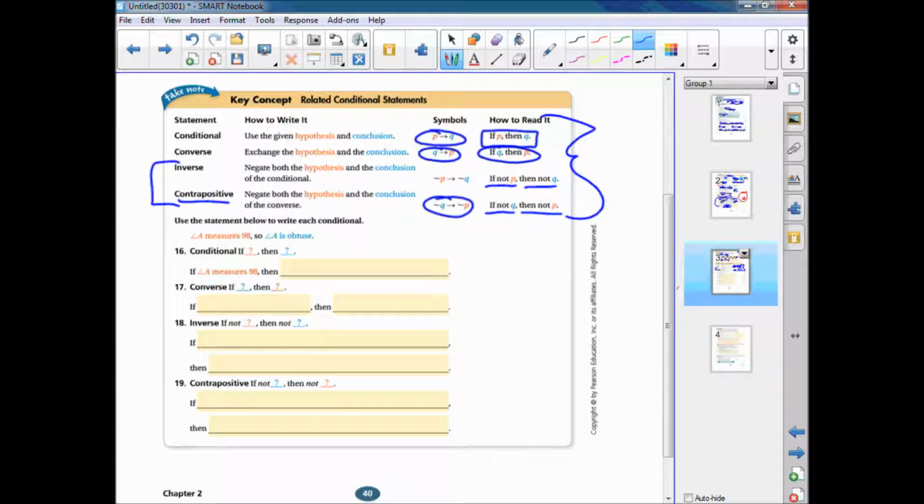So, a conditional statement. Use the statement below to write each conditional statement. We have: angle A measures 98, so angle A is obtuse. So, if angle A measures 98, then angle A is obtuse. That's our conditional statement, it just uses the hypothesis and the conclusion. The converse is to flip it around: if angle A is obtuse, then angle A measures 98.